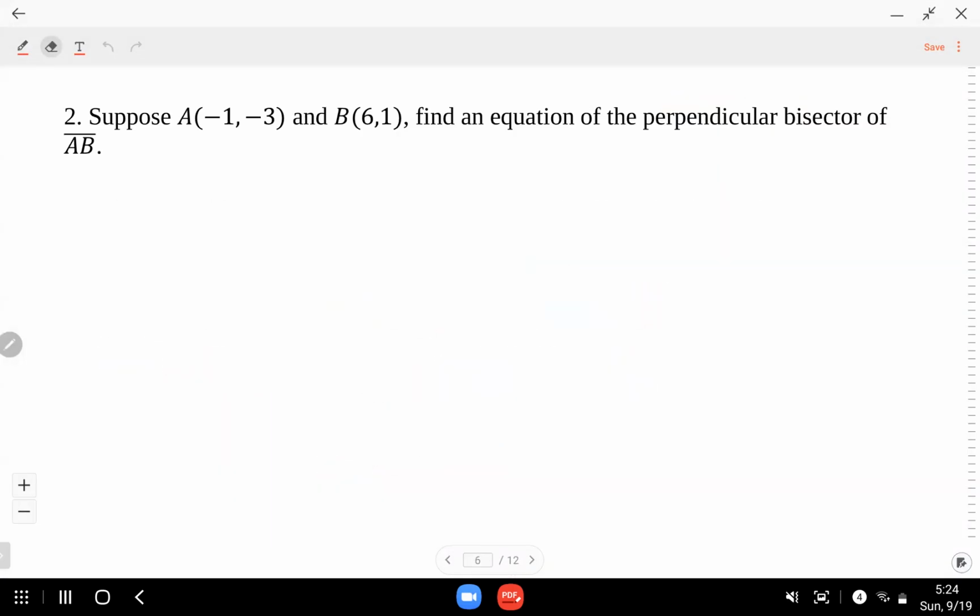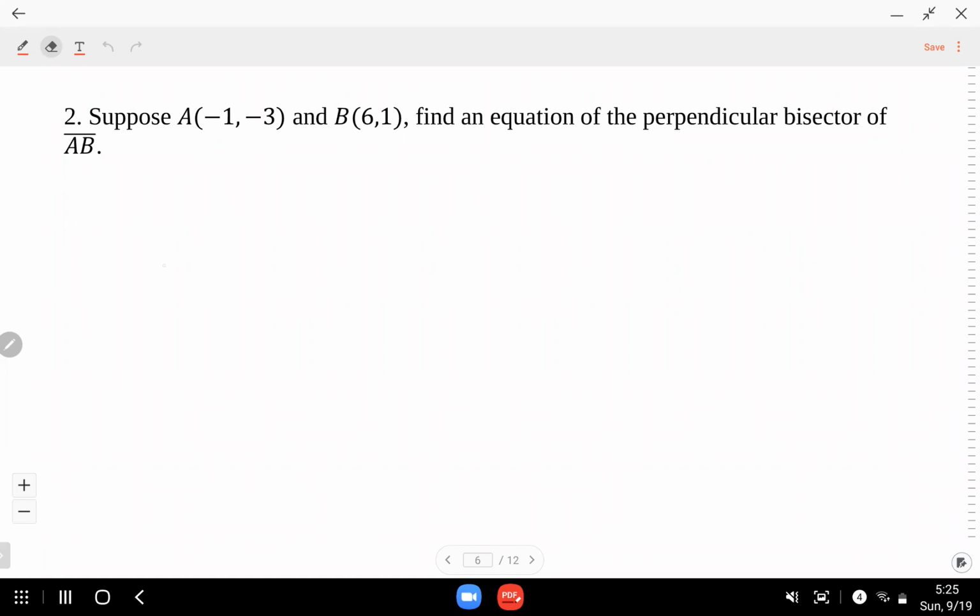Okay, so number 2, suppose that A is (-1, -3) and B is (6, 1) again. Now find the equation of the perpendicular bisector of AB, right? How do we do that? So we did this last time, so I'll just walk you through it.